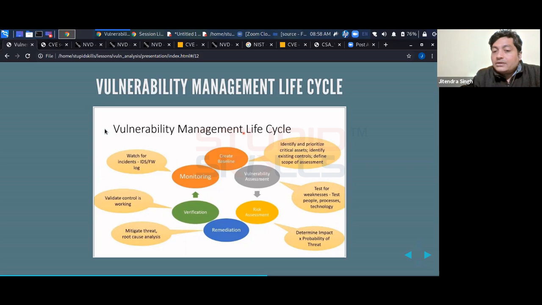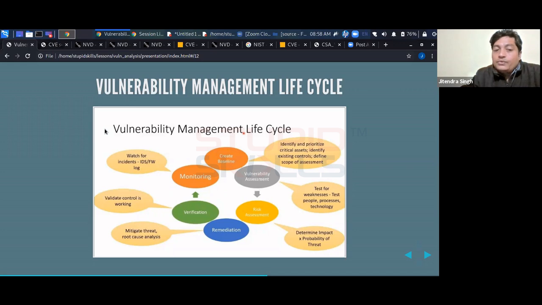After that, you do a risk assessment by determining the impact. Normally impact has a score and you have a probability of a particular threat, and you multiply them to give the final score so that you can prioritize the future course of action, as to what should be done first and what should be remediated next. You might also do some kind of root cause analysis to mitigate these threats.